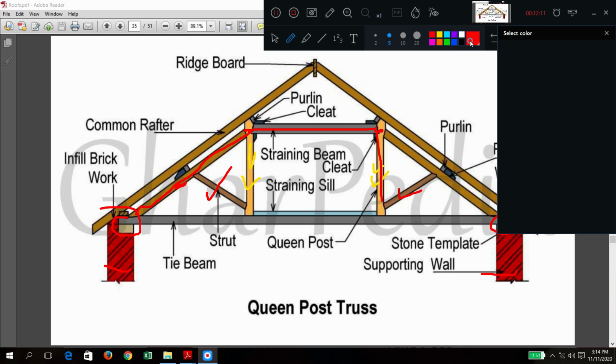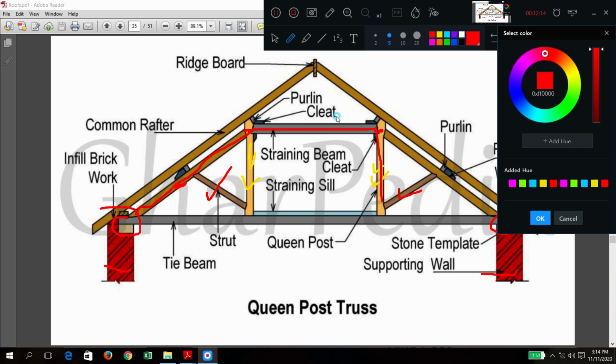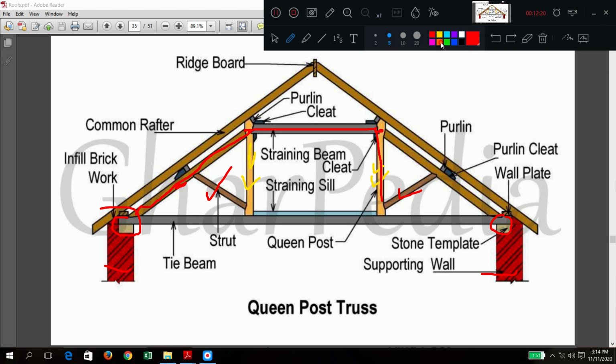So here additional two members are there. What are the two members? This is called straining beam and this is called straining sill. Straining sill, straining beam. What is the purpose of this one? What will happen if these two are not there? If this is not there, this will be pushed like this and it will collapse. To avoid that, you are providing straining beam and it will give more rigidity.